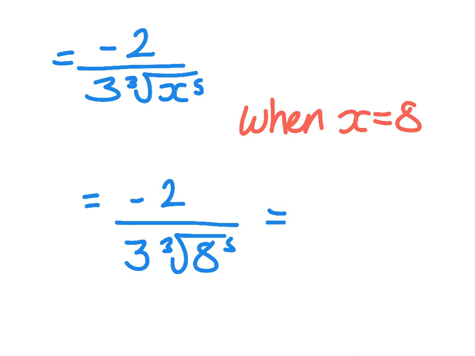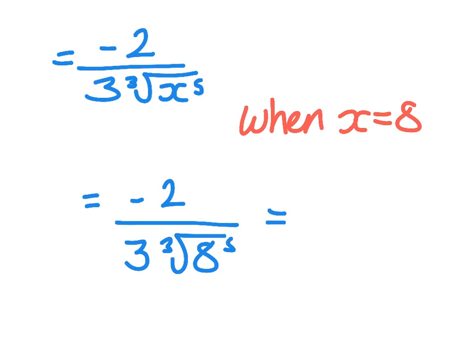Now when you're evaluating something like this, you've got to remember your order of operations, BIDMAS. So we're going straight down to here and we're going to be evaluating this first. Now again, I can choose to do the cube root of 8 and raise that to the power of 5, or I can do 8 to the power of 5 and take the cube root. Cube root of 8 is 2, so I'm going to go straight ahead and say 2 to the power of 5.